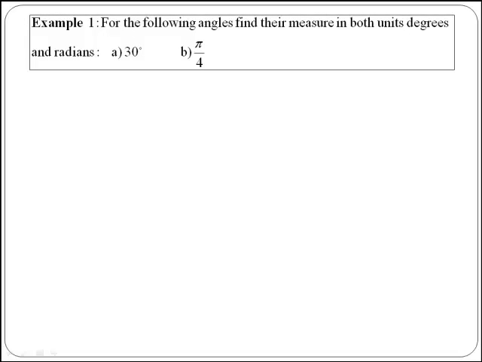Now consider the following example. For the following angles, find their measure in both units, degrees and radians. Just to refresh, in the previous video we saw that 2 pi radians is exactly the same as 360 degrees.